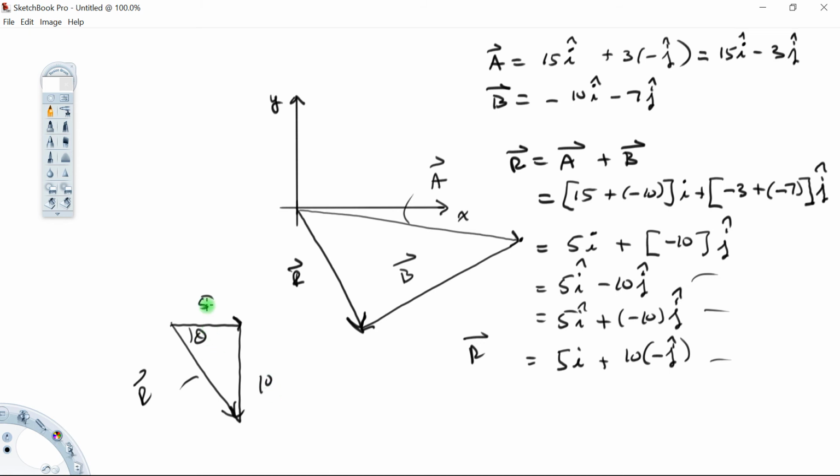I'm not going to do that in the video. I just thought I'd at least chat about how to do it. The point of the video is how to add vectors in unit vector form. You do so by adding components, just like I did here and here. It's a pretty simple process.